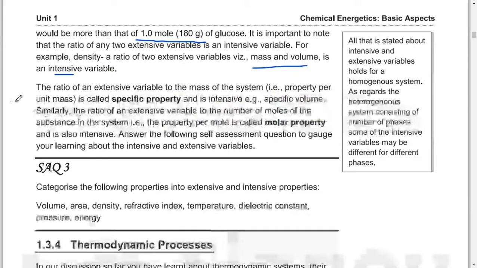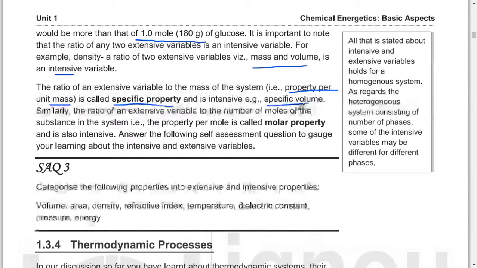The ratio of an extensive variable to the mass of the system, that is property per unit mass, is called the specific property and is intensive. Example, specific volume. Similarly, the ratio of an extensive variable to the number of moles of the substance in the system, that is the property per mole, is called the molar property and is also intensive. Answer the following self-assessment question to gauge your learning about the intensive and extensive variables.